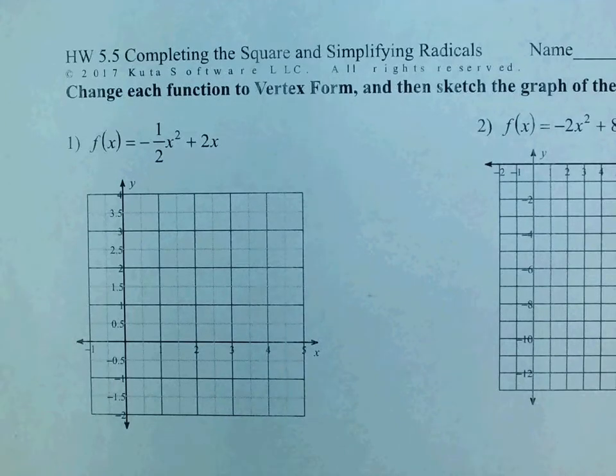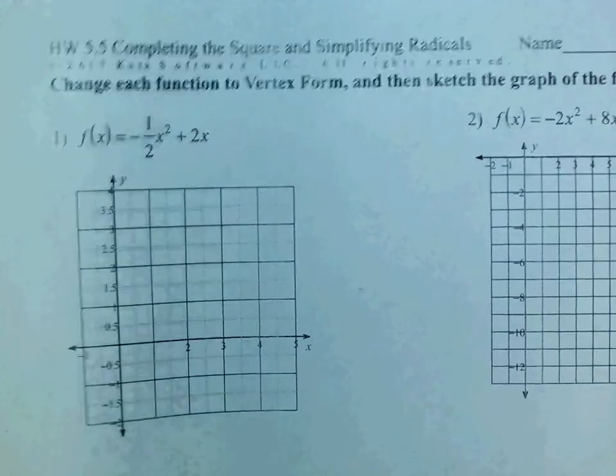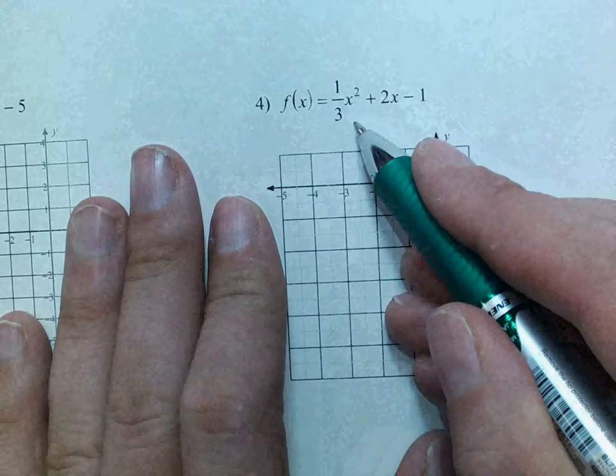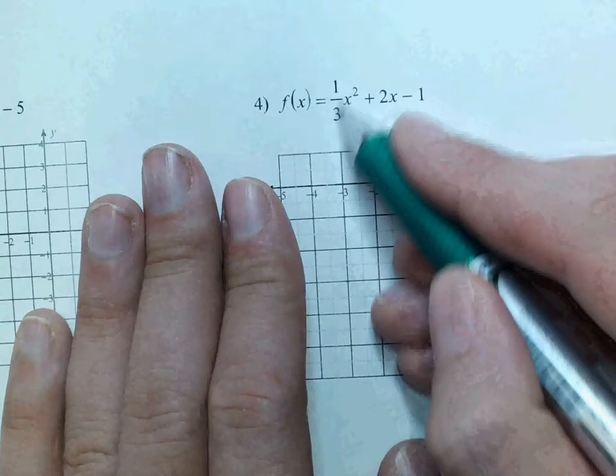In homework 5.5, we are completing the square and simplifying radicals. On the front, I'll just do 1. These are all kind of difficult completing the square ones. I'll do number 4. On number 4, we need to complete the square, and the thing that makes this a little bit tricky is this 1/3.